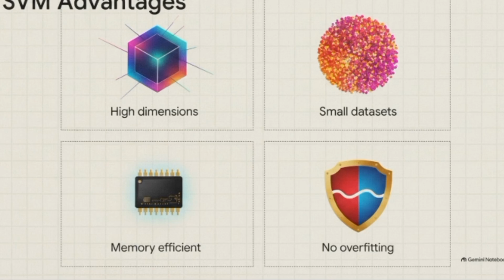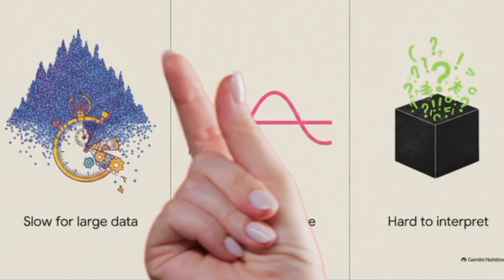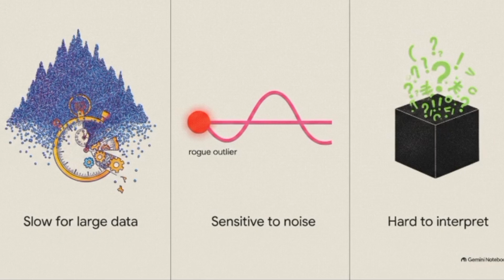And remember earlier how we said it only cares about those support vectors? That makes it incredibly memory efficient because it only has to store those few critical boundary points, not the entire massive data set. But you know, every superhero has their kryptonite.